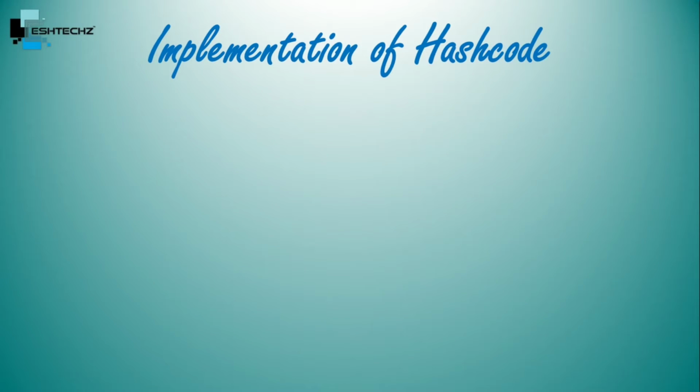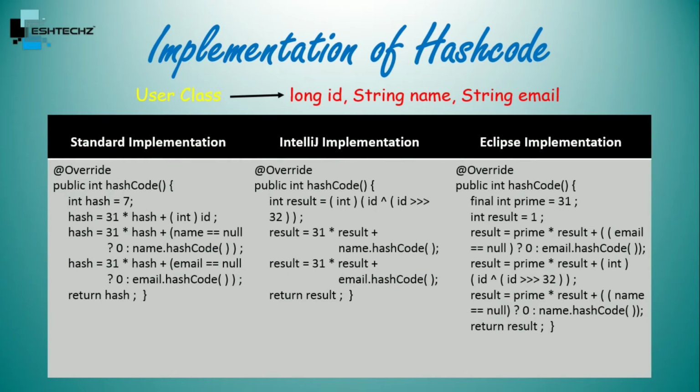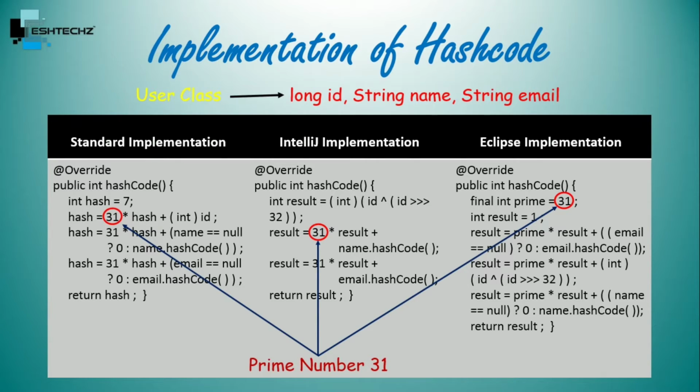So implementation of Hashcode. For this, let's assume we have a User class, and our User class has 3 member variables: ID, name, and email. On the basis of these three, we'll be taking a look at three different implementations of Hashcode. The first one is the standard implementation, then we have the IntelliJ implementation and the Eclipse implementation. Now there is one thing which is common among all these implementations, and that is 31. Now this 31 is a prime number, which is very obvious.